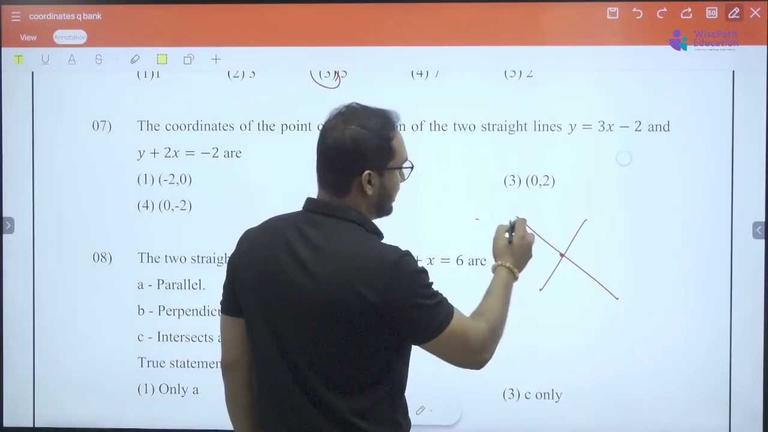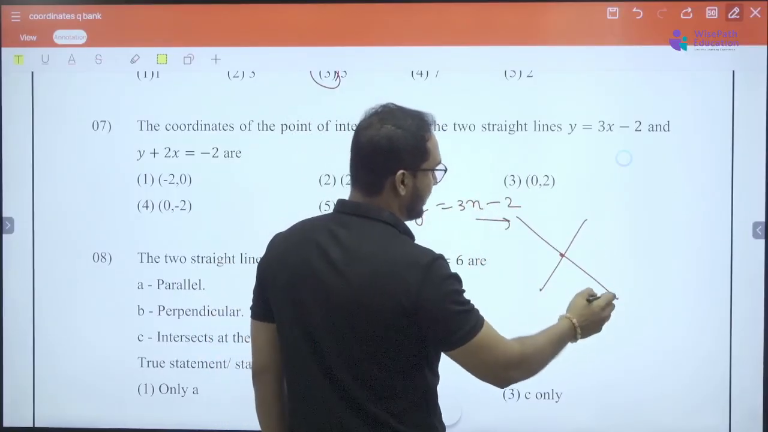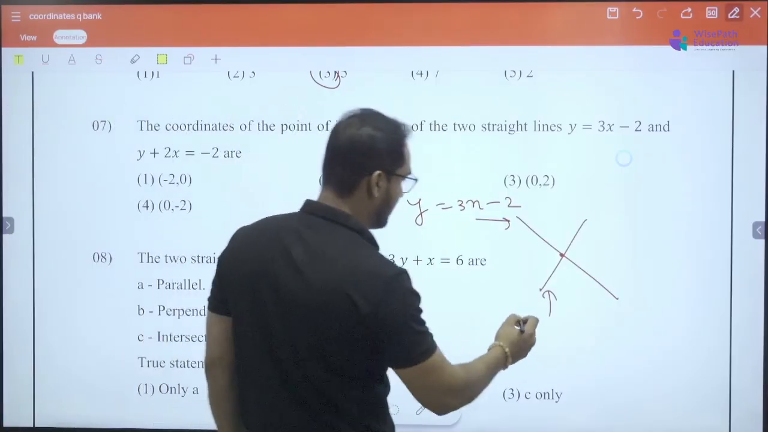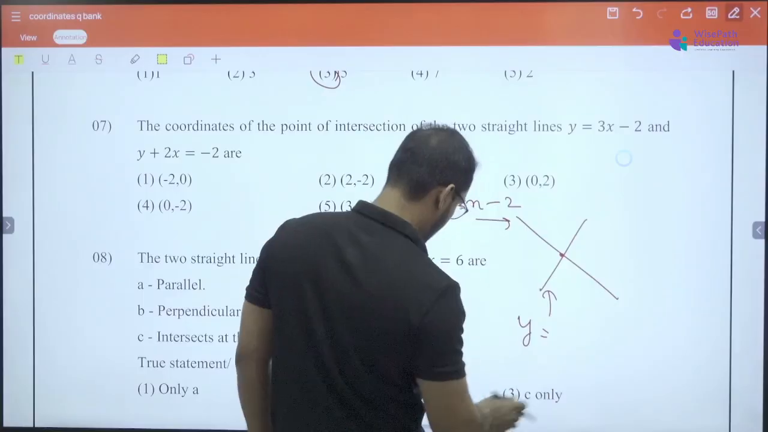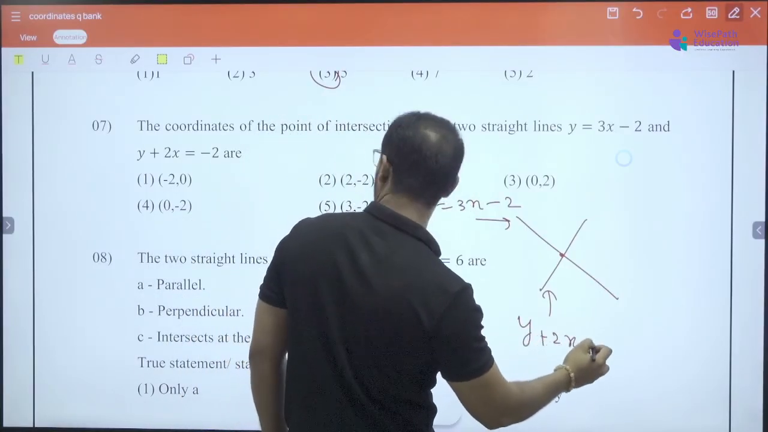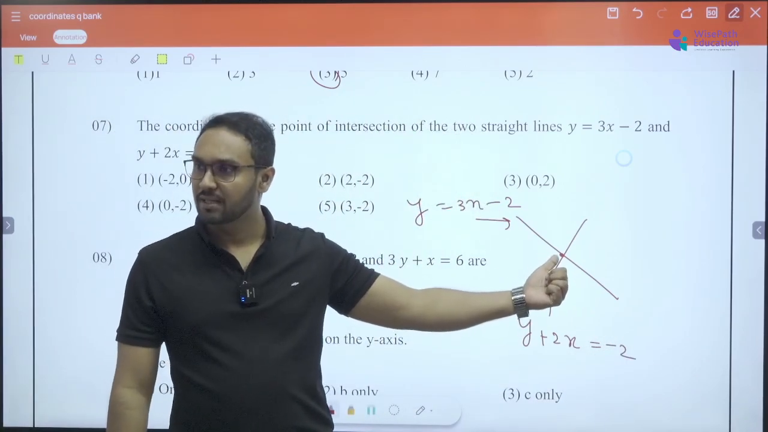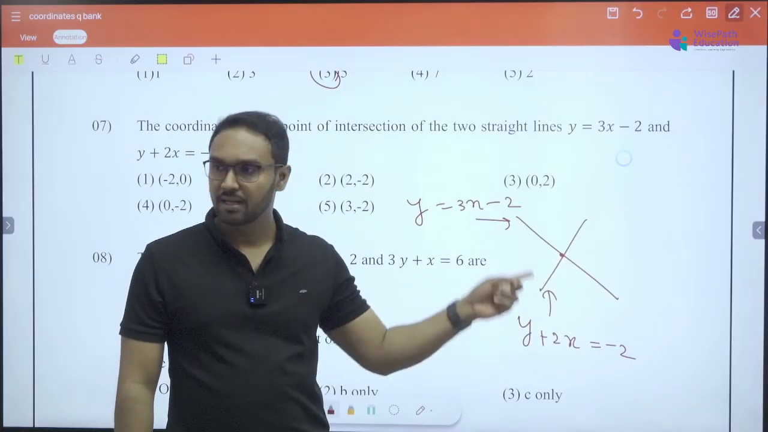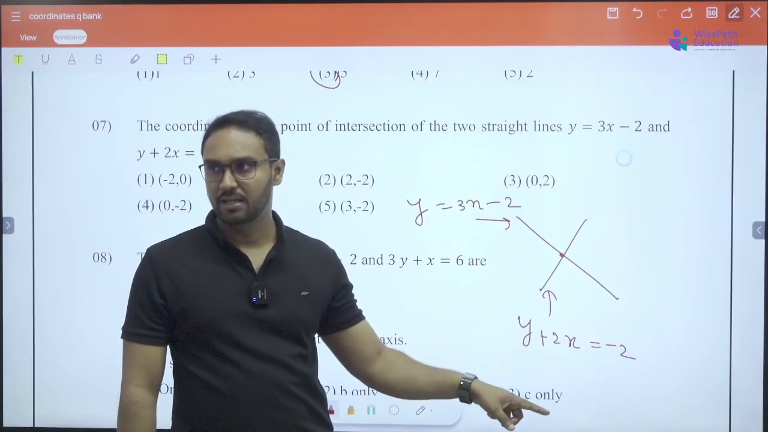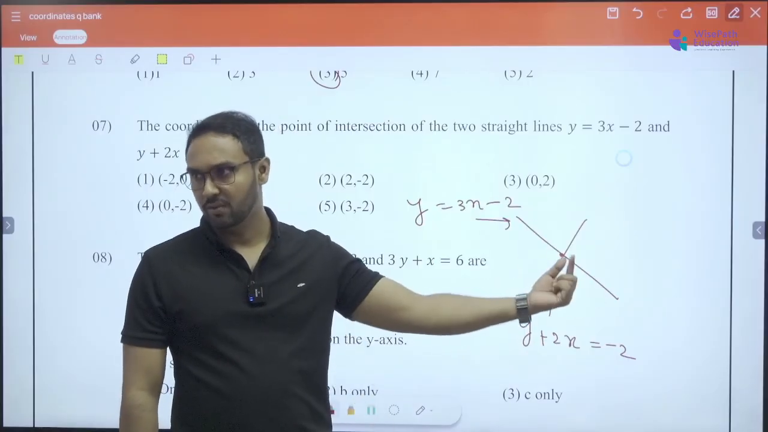Let's say this line is y equals 3x minus 2. Then this line should be y plus 2x equals minus 2. So they are asking for the intersect of it. If you are given something like this, you simplify it as a simultaneous equation and you get the x value first. Then applying that x value on one of the equations, you get the y value.